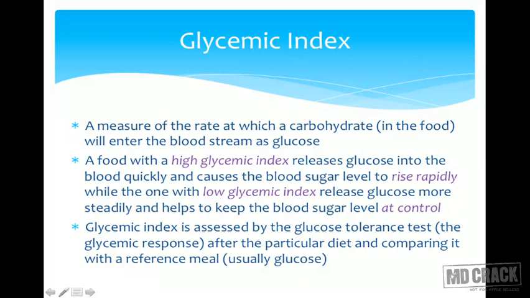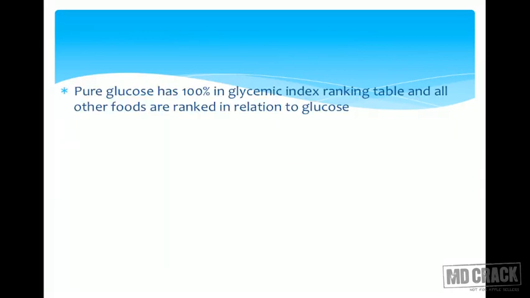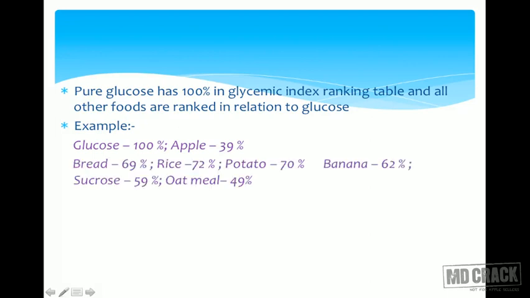We can do it by doing the glucose tolerance test and usually comparing it with a reference meal. The reference meal is glucose itself. Give glucose, see the blood glucose level. Give this food and see the blood glucose level. So pure glucose has 100% glycemic index and all other foods are ranked in relation to glucose. I am giving some examples here. Glucose is 100%. Apple has a glycemic index of 39%. Bread is 69%. Rice is 72%. Potato 70%. Banana 62%. Sucrose 59%.